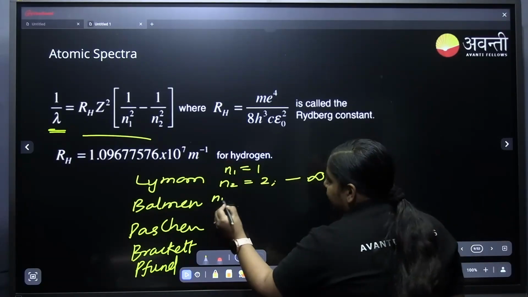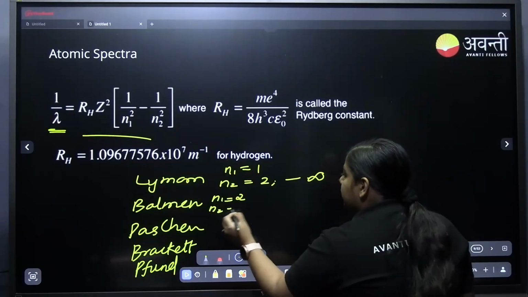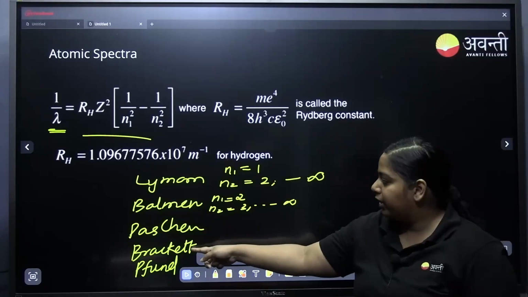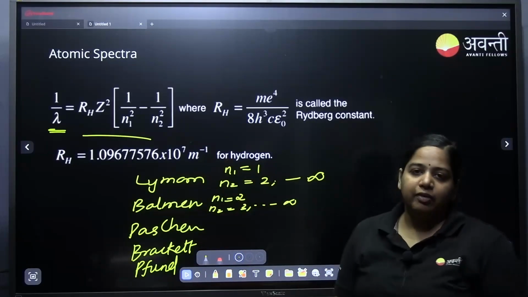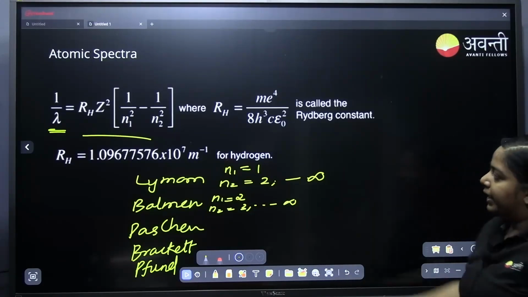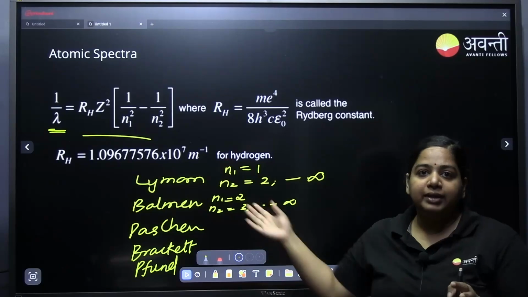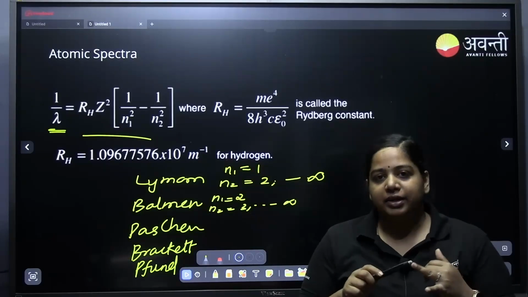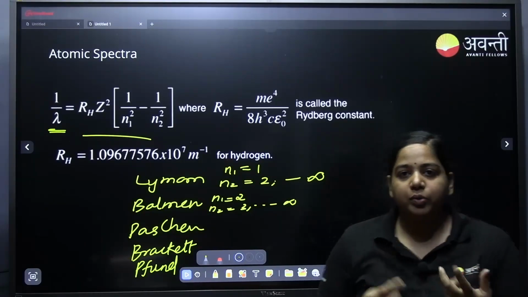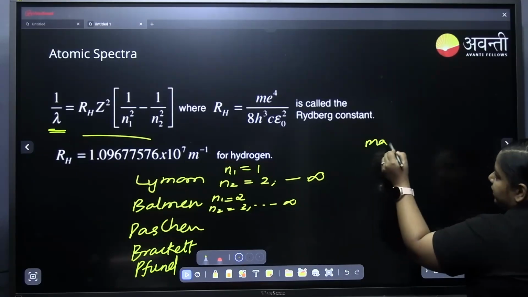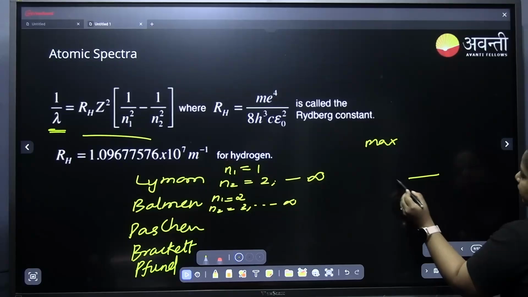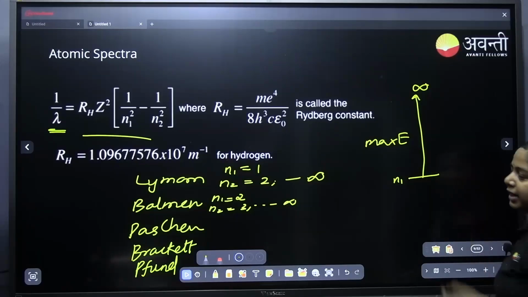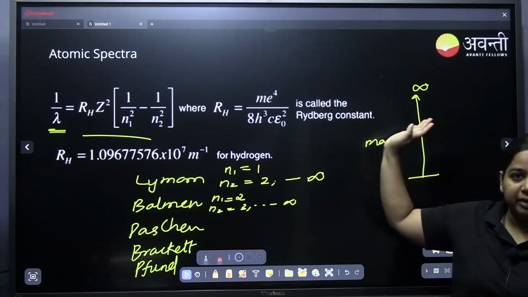Similarly, in the Balmer series, n1 will always be 2 and n2 will be 3 to infinity. Like that, n1 equal to 3, n1 equal to 4, n1 equal to 5. Like that we have divided the spectral series. In this, the question will still not be exactly by giving n1 and n2. They will say longest wavelength or maximum energy. These types of words will be used. So how to identify that? Maximum energy means it is going from n1 to infinity.